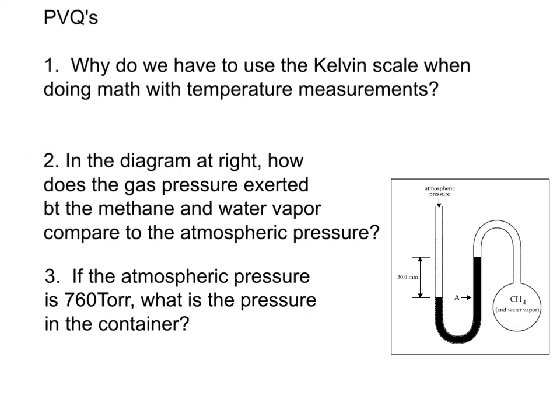And then questions 2 and 3 both go with this diagram. So the first one's a general question. How does the pressure here relate to the atmospheric pressure? And then the follow-up question, if we know that the atmospheric pressure is 760 torr, so we have 760 torr here, what's the pressure in this container? So see what you can do with those, and we will go over them in class.